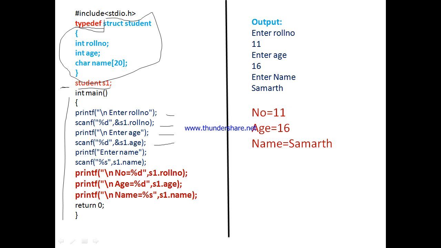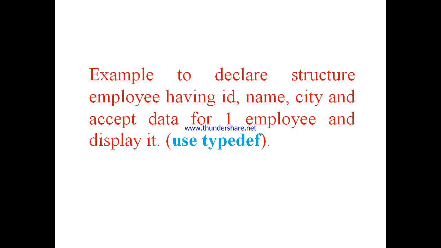Here age is an integer. Now we enter the name in s1.name, which is a character array. Then we display the values of s1.roll number, s1.age and s1.name. This is the output of this program. Okay, now let us see the next example.